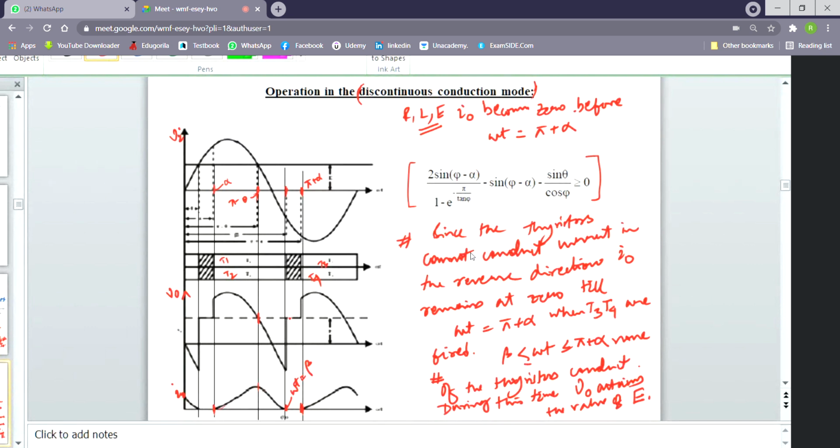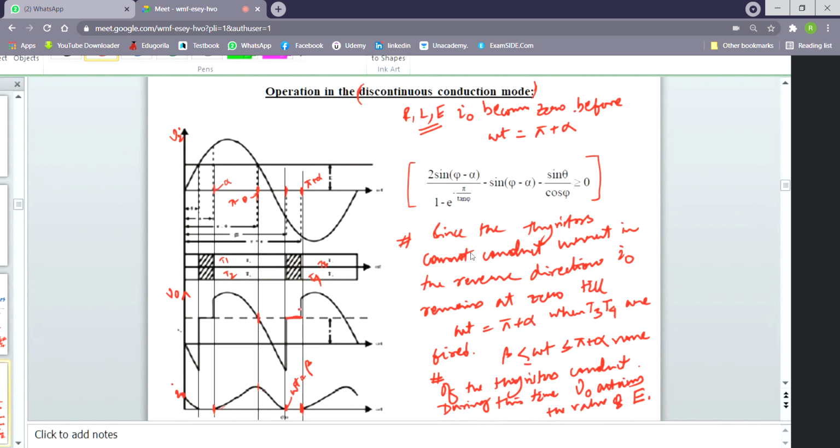During this particular time, from omega t equal to beta to pi plus alpha, none of the thyristors are conducting, as can be seen from the conduction diagram. The hashed lines are shown. None of the thyristors are conducting, and the output voltage V0 would be attaining the value of E.